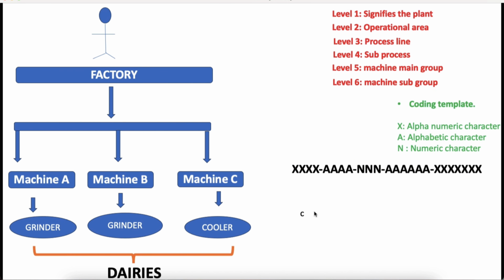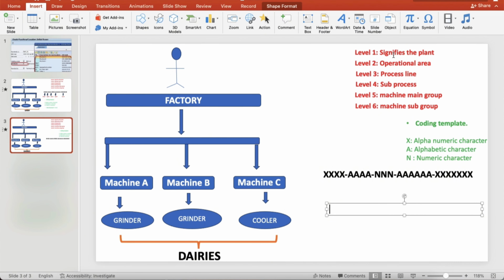So let's quickly create this for Mr. Ben. From the beginning, we can see that the first character is level 1, and level 1 signifies the plant. So Mr. Ben would have to select a plant number for himself. Let's assume Mr. Ben selects 4231 as his plant number.